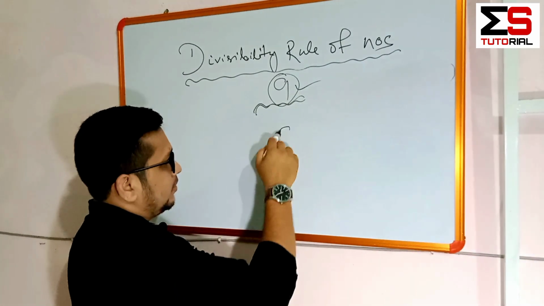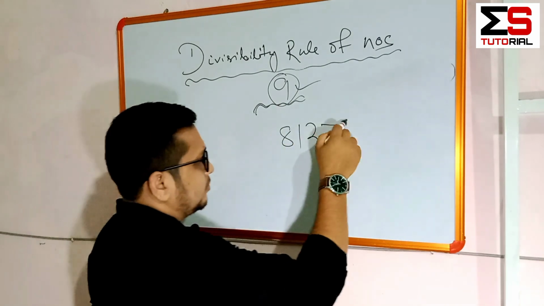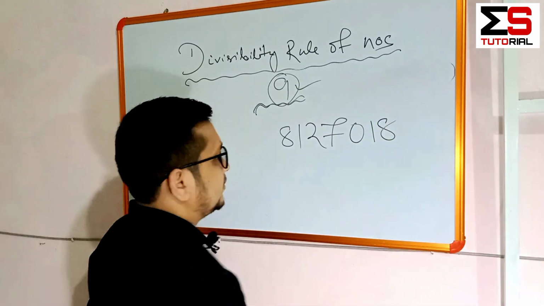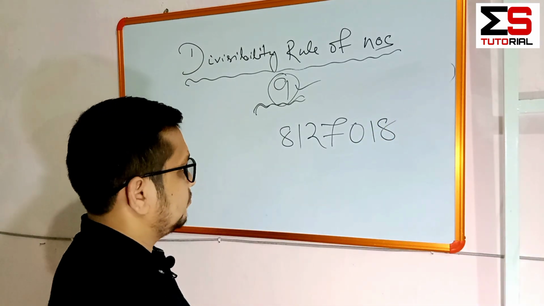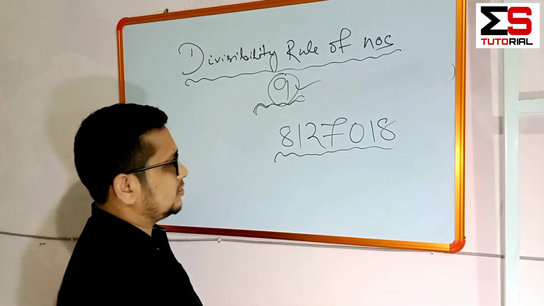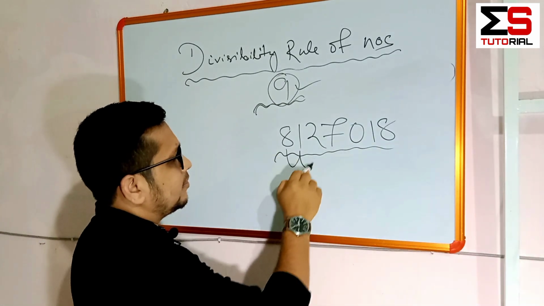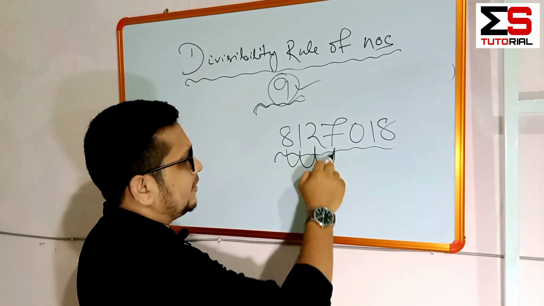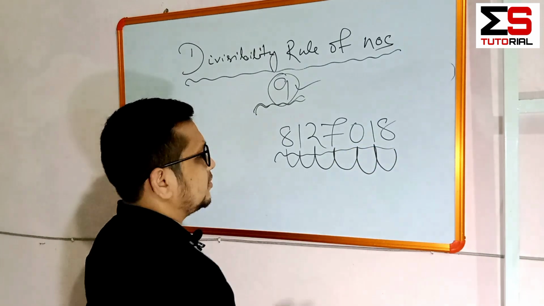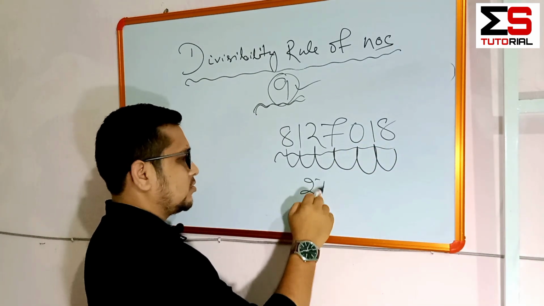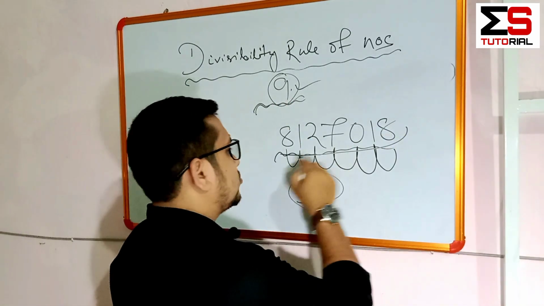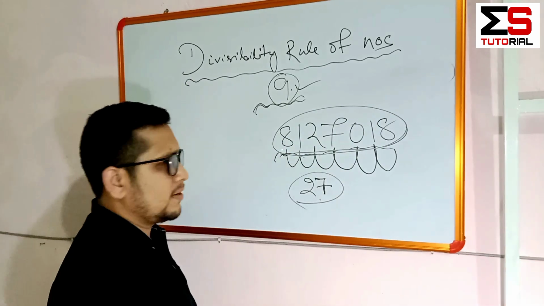Example, 8127018. First of all, we have to add all the digits. That is 8 plus 1 is 9, plus 2 is 11, plus 7 is 18, plus 0 is 18, plus 1 is 19, plus 8 is 27. So the summation is 27, and 27 is divisible by 9. So the entire number is divisible by 9.